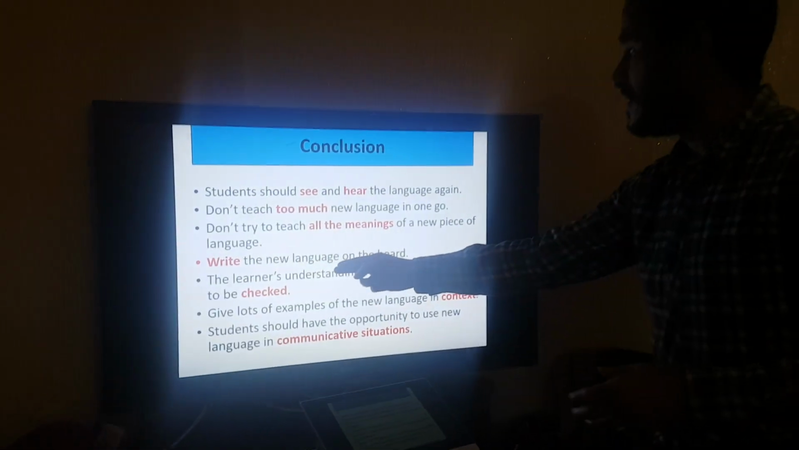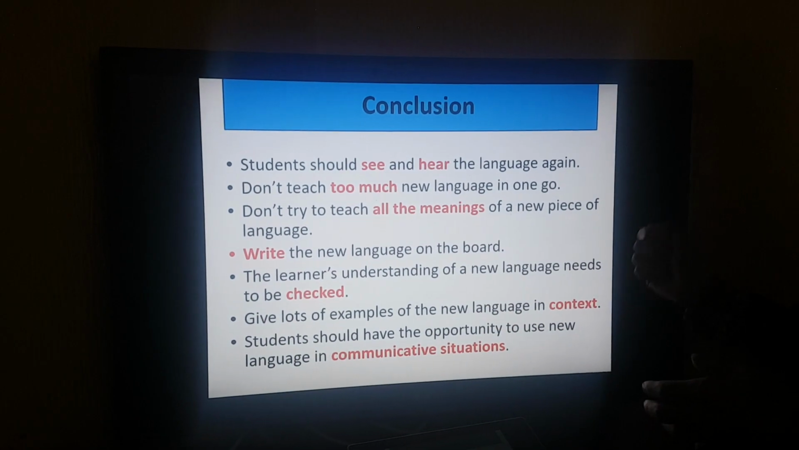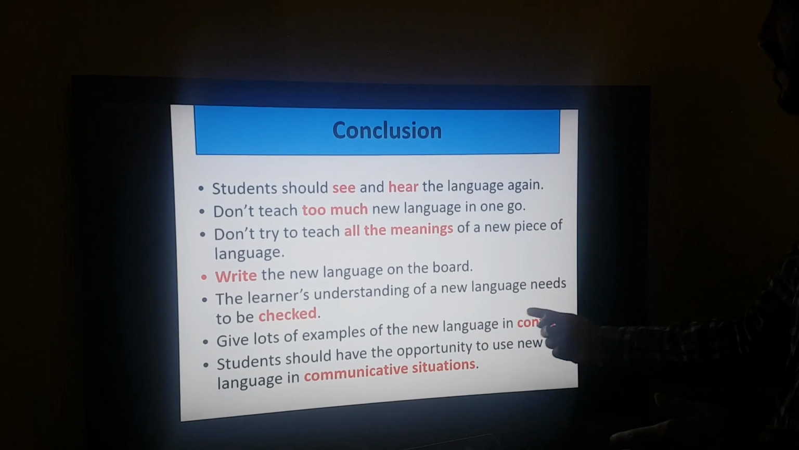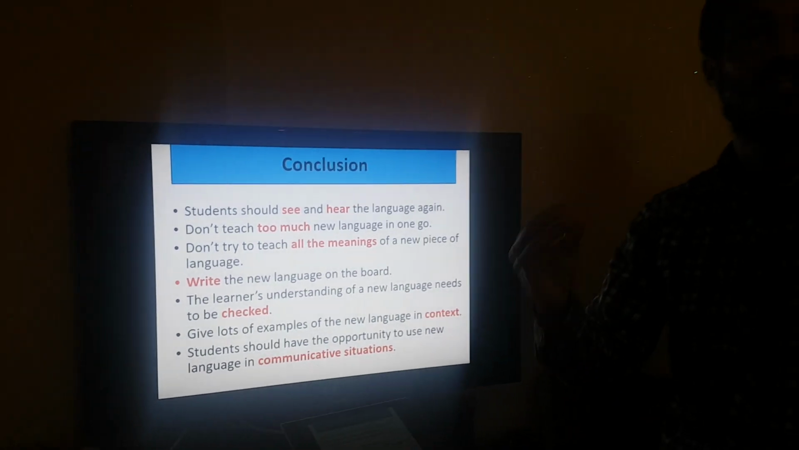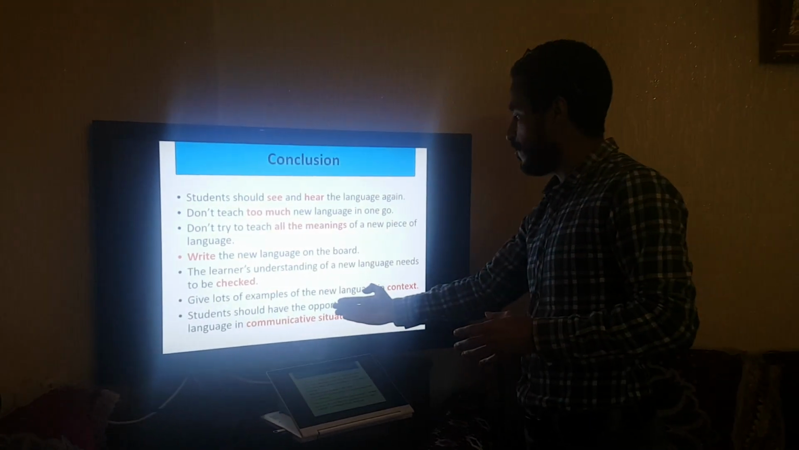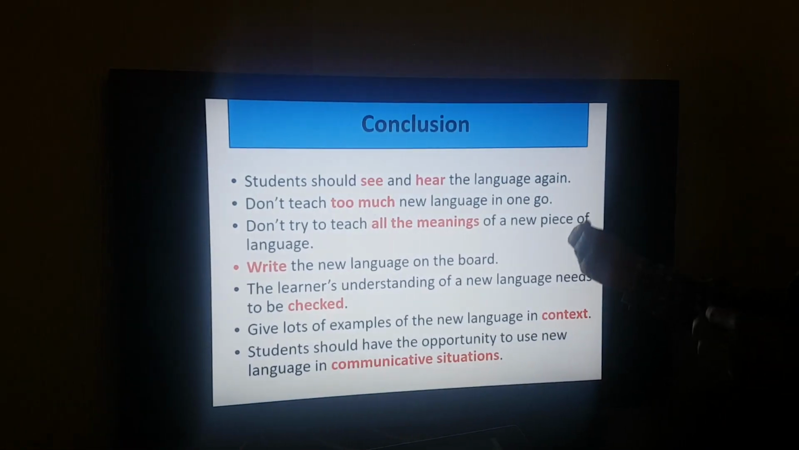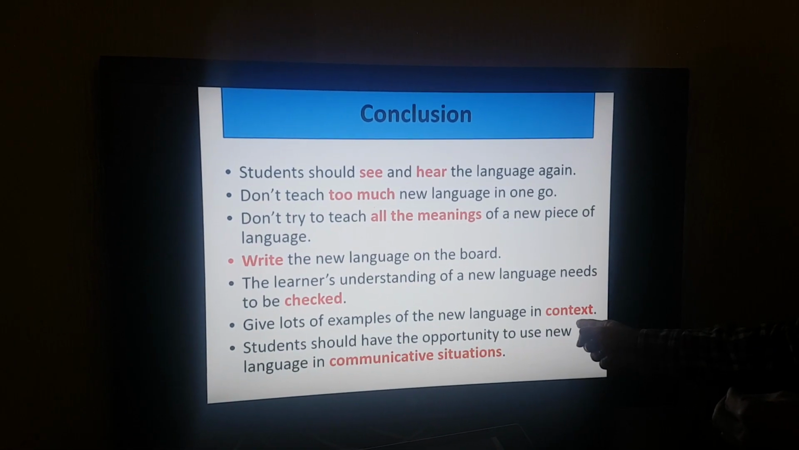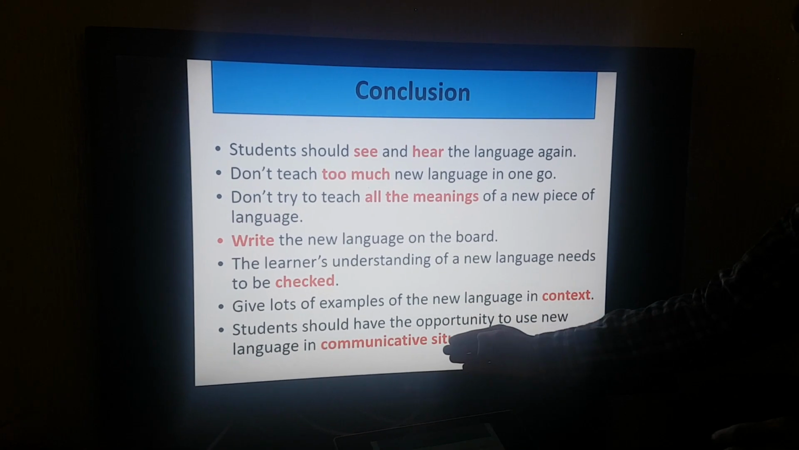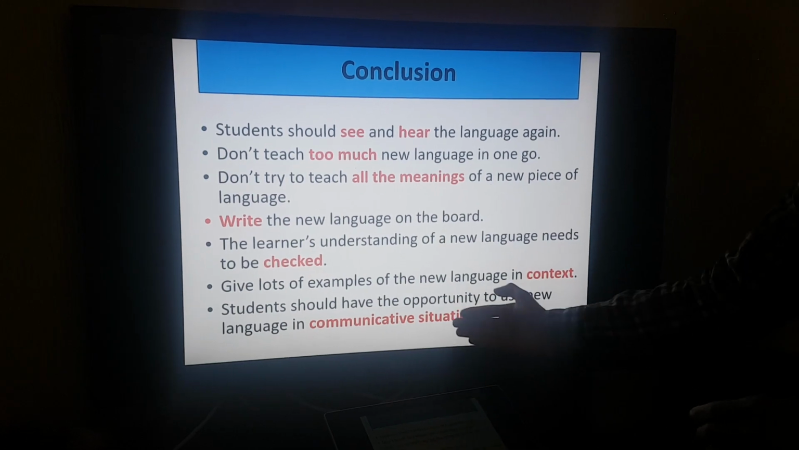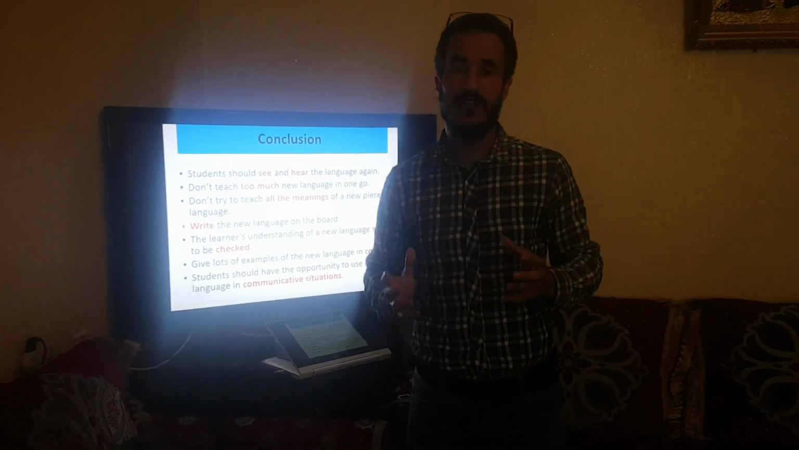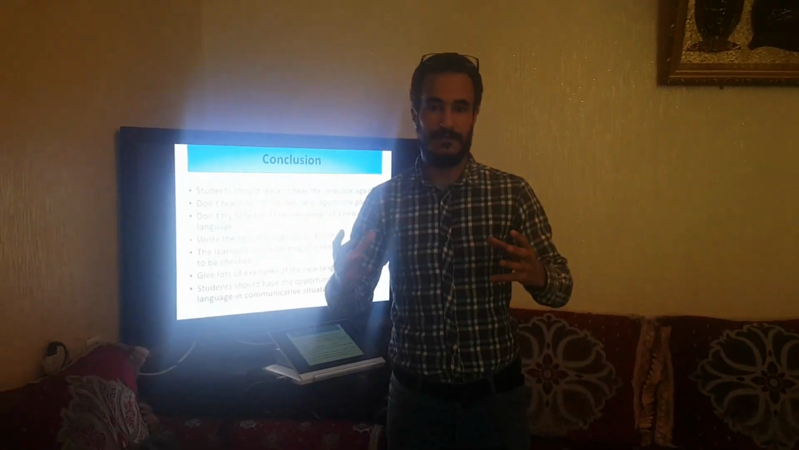Number three, write the new language on the board. You have to write it on the board. Number four, the learners' understanding of a new language needs to be checked. Concept checking understanding is very important. Next, give lots of examples of the new language in context. Teaching vocabulary communicatively using context, like a text, for example. Students should have the opportunity to use new language in communicative situations. This is the conclusion. If you want to teach vocabulary communicatively, use communicative activities.